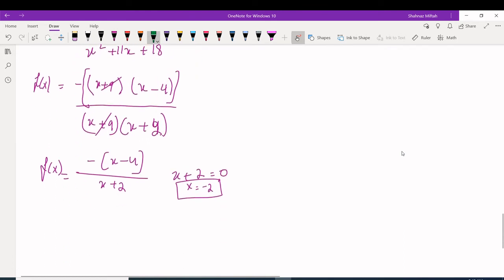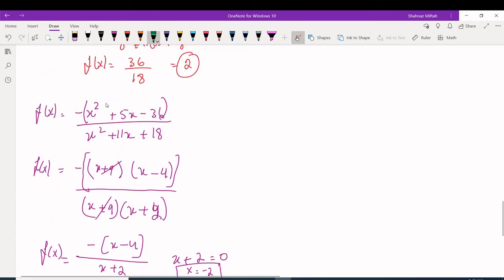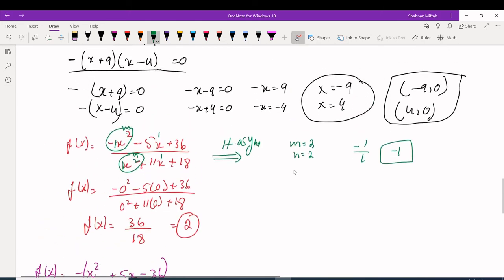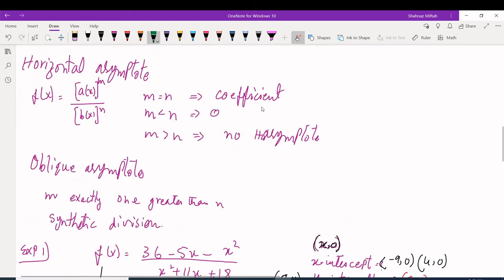You just have to check the greatest degree on the top and the greatest degree on the bottom, and use your steps like this. If the degrees that you picked, the greatest ones on top and bottom, are equal, then it's the coefficient. For example, if the top is x to the 1 and the bottom is x squared, then m is less than n, the top is less than the bottom, which means the horizontal asymptote is 0, which is y equals 0.